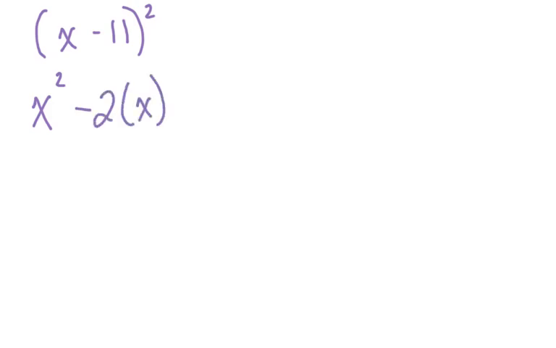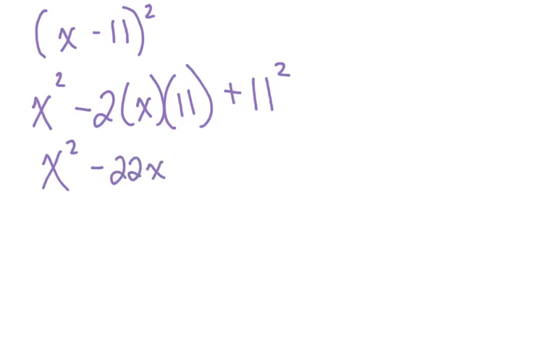This time I'll do subtraction. If I have x minus 11 squared, you take your first term and write it as a square term. So that becomes x squared minus 2 times the first term times the last term. Remember, you don't take the sign with the number. You just take the number, plus that last term squared. So that becomes x squared minus 22x plus 121.